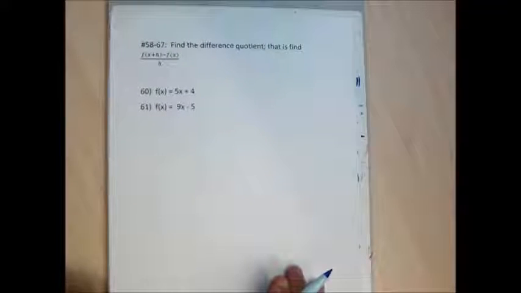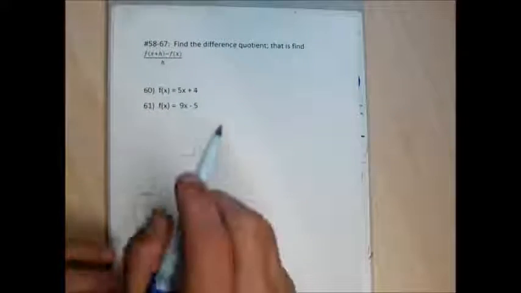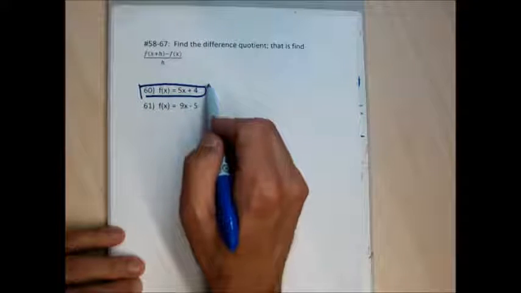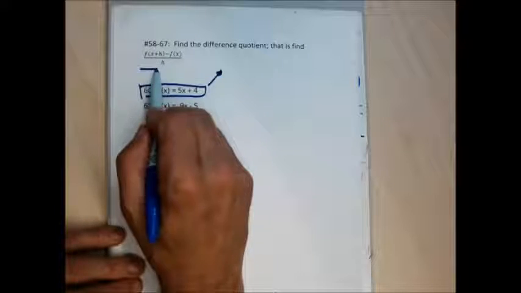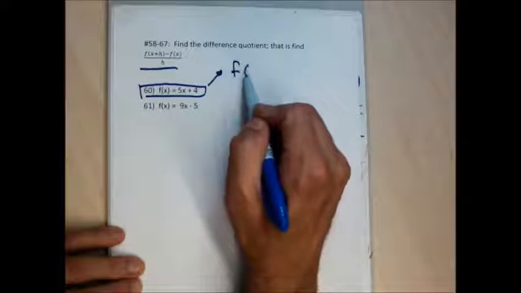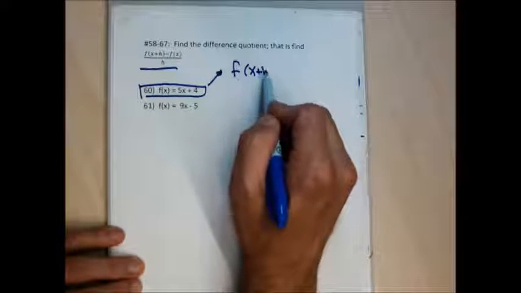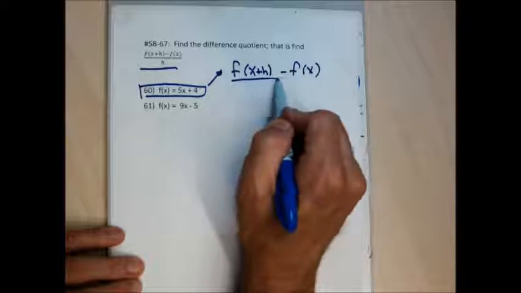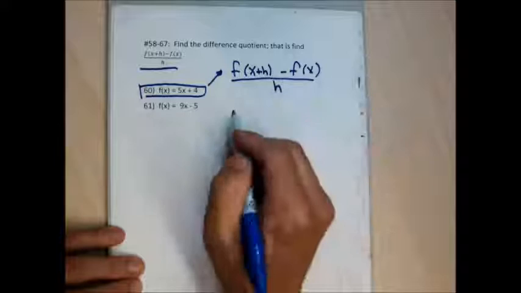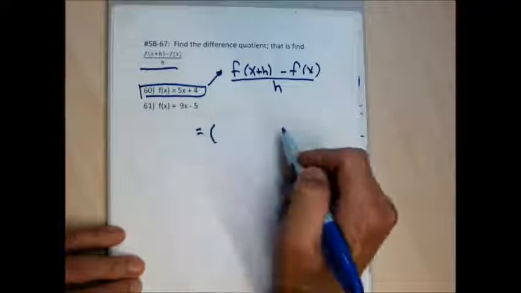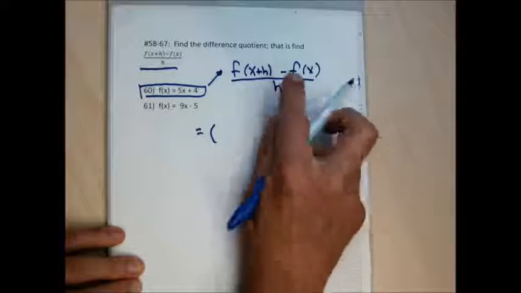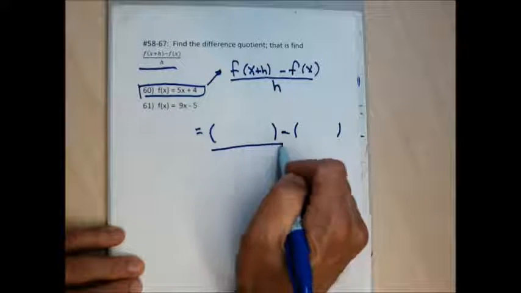I'll do 60, and on the next page I'll do your problem because it's a little bit harder. So as I go to do 60, first thing I need to do is find the difference quotient, which is f of x plus h minus f of x over h. And just like I did in problem 58, the first step was to create 2 parentheses in the numerator separated by the minus sign.